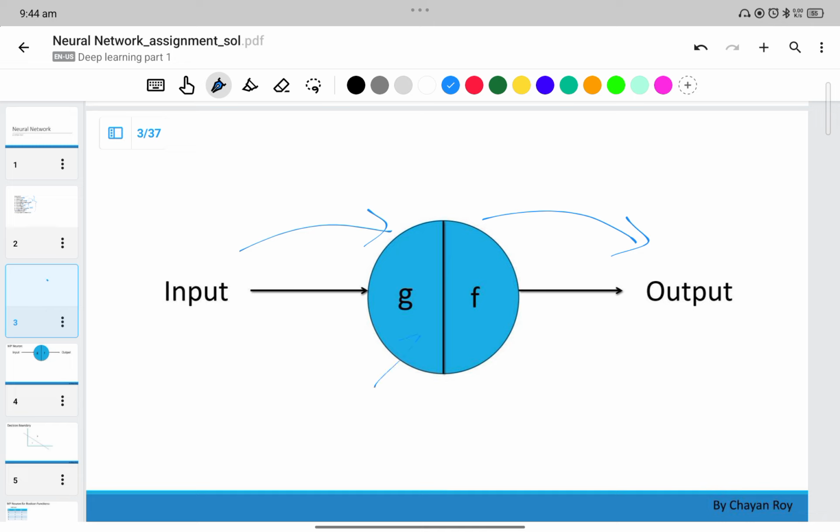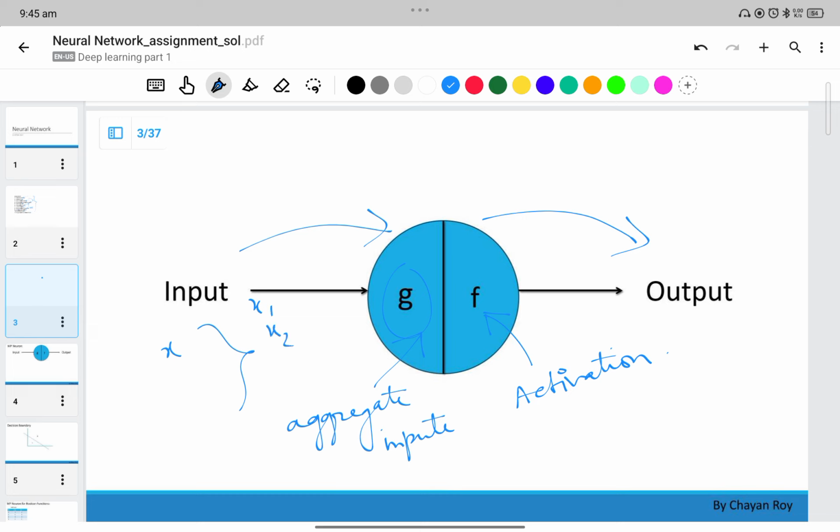So what is this G called? G is called the aggregate input, and F is called the activation. So G combines all the inputs. If it is one input or multiple inputs like x1, x2, G combines all the inputs, and F is a function that maps G to the output.